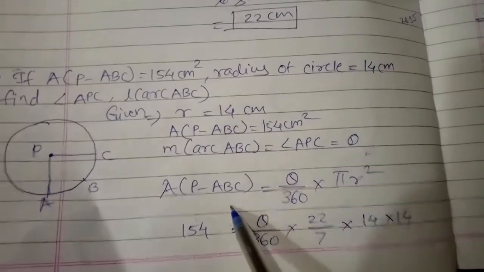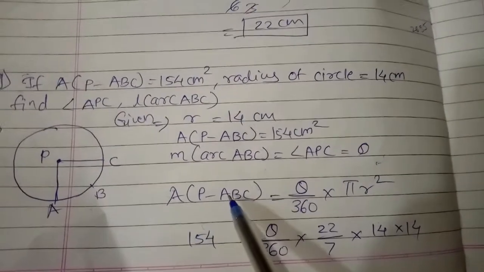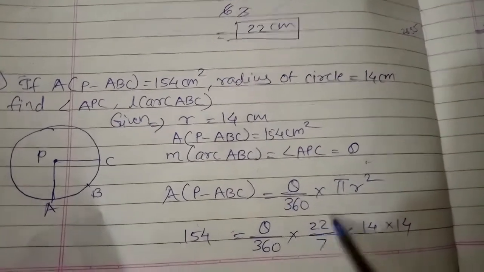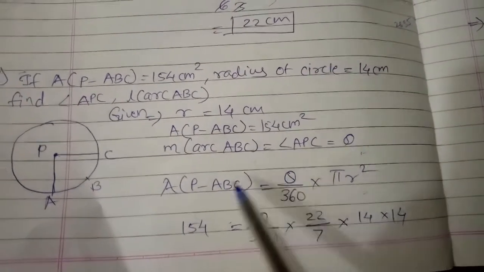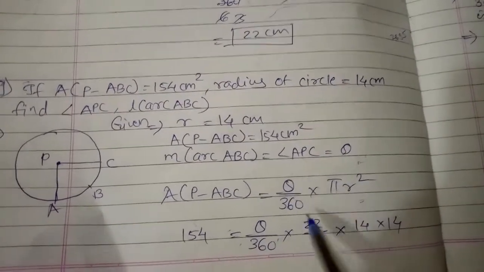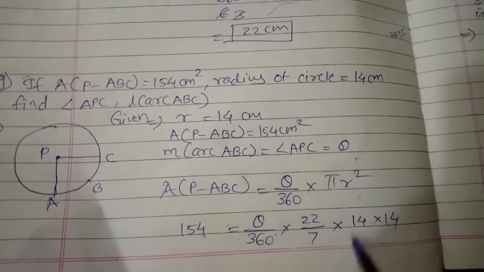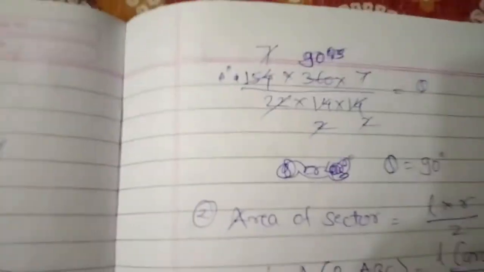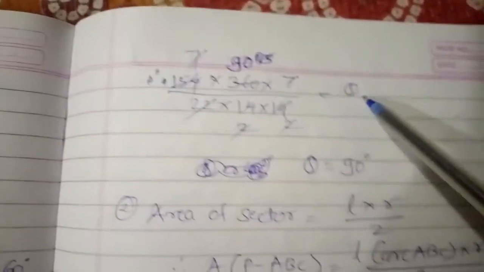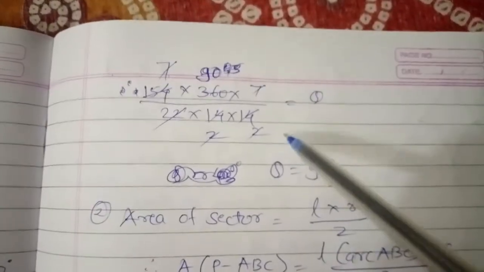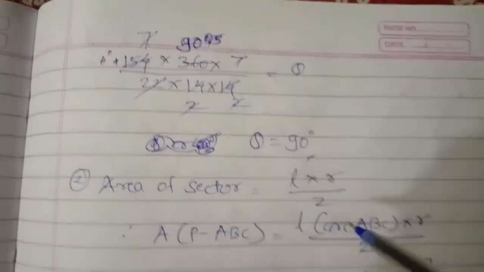Here we first find the area of P dash ABC, which is theta upon 360 into pi r square, you know the formula. This area is given as 154, equal to theta upon 360 into 22/7 into 14 into 14. By solving this to find theta and reducing all these numbers, we get theta is equal to 90 degree.